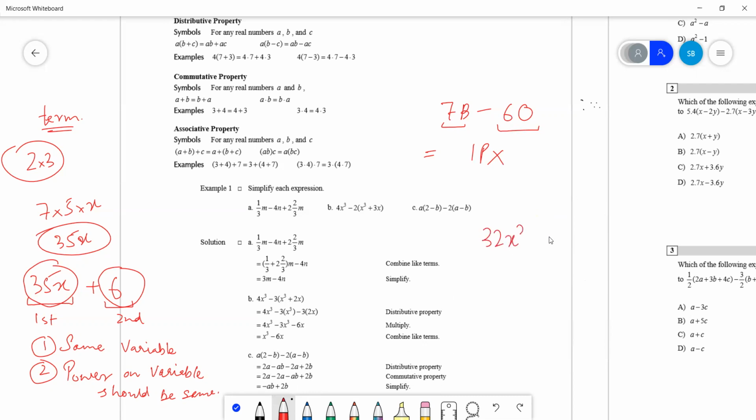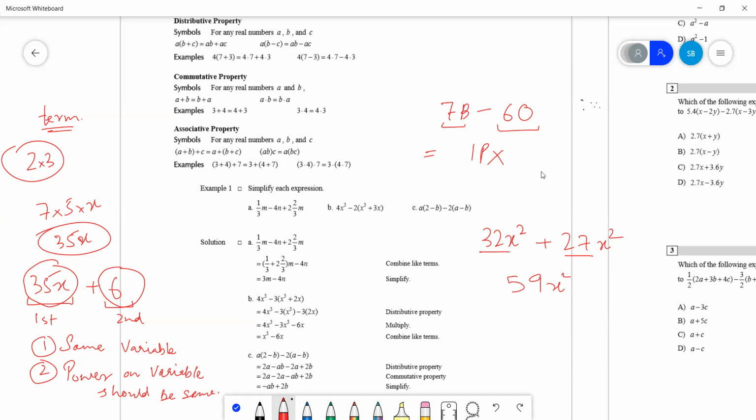Now, if you're having 32x squared plus 27x squared, what do you say about them? They are the same. Why? Because the variables and they're both squared. Yes, because the variables are same and the power on the variable is same, so you can combine them. 32 plus 27 is how much? 59x squared. Yeah, 59. Okay.